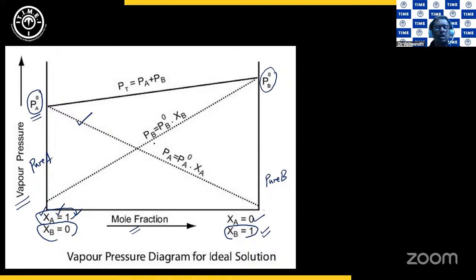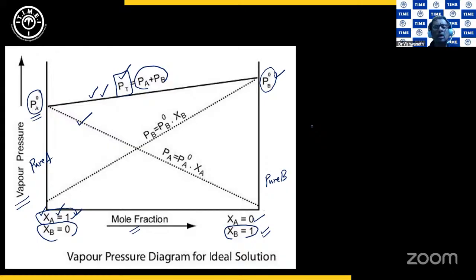But then what about B? B is going to rise. It rises from 0 and reaches Pb naught. This is the plot. Pa plus Pb is the total pressure. The sum of the partial vapor pressures is the total pressure, right?